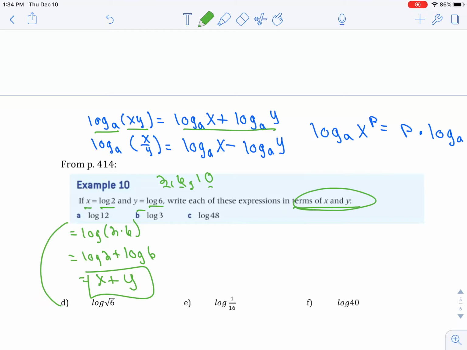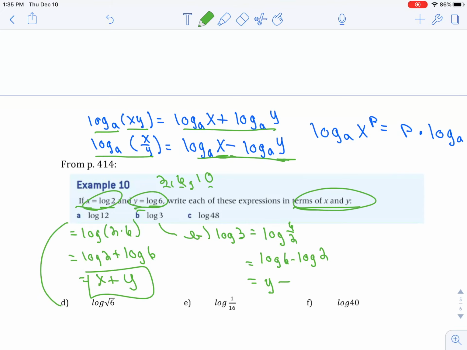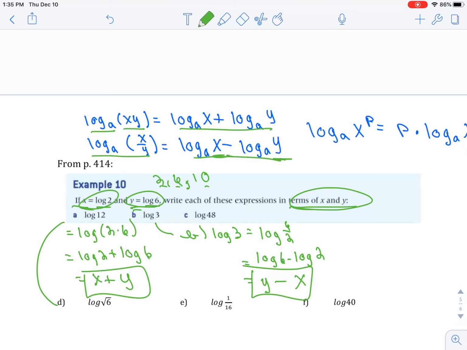For B, hopefully you can see that that one is log of 3, and 3 can be found by doing 6 divided by 2, so log of 6 divided by 2. Now we know that we have the log of a quotient, and here's the rule for the log of a quotient. It turns into the difference of the two logs. It's the log of the numerator minus the log of the denominator. So this becomes log 6 minus log 2. All right, log 6 we know is y. Log 2 we know is x. So y minus x is what we're left with on that one.